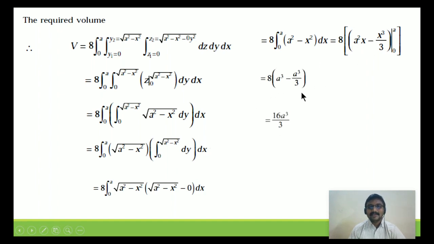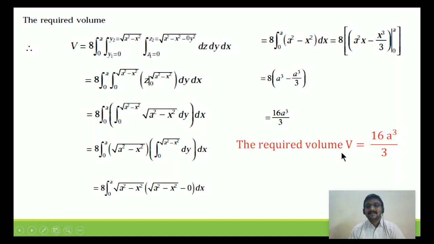Now taking the LCM as 3, we have 3a cube minus a cube, which is 2a cube, so 2a cube by 3. Then 2a cube by 3 into 8 is 16a cube by 3. It is the required volume common to the two cylinders about the z-axis and y-axis respectively. So hence the answer is, the volume is 16a cube by 3.